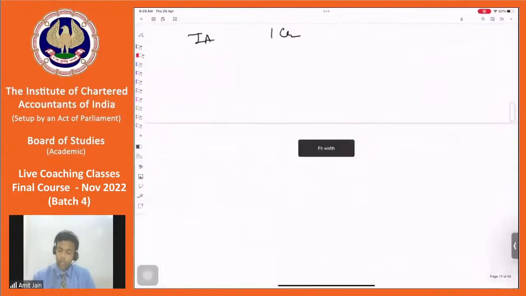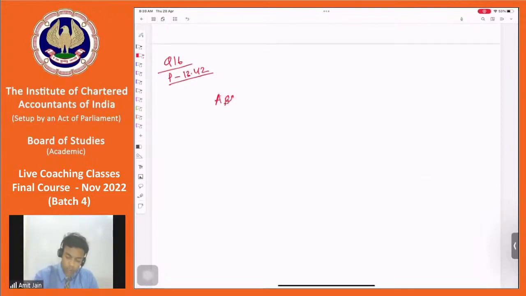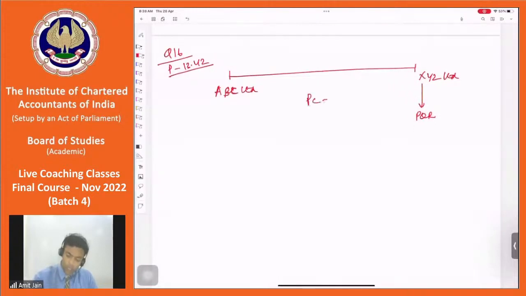Let's do one more question, guys. Then we will take a break. Question number 16, page number 13.42. ABC Limited pays 50 crores to acquire PQR from XYZ. So this is ABC Limited. This is XYZ Limited. This is PQR. Purchase consideration 50 crores.